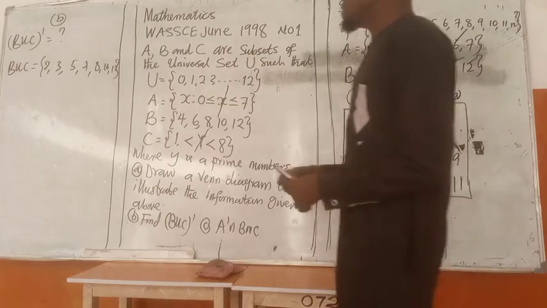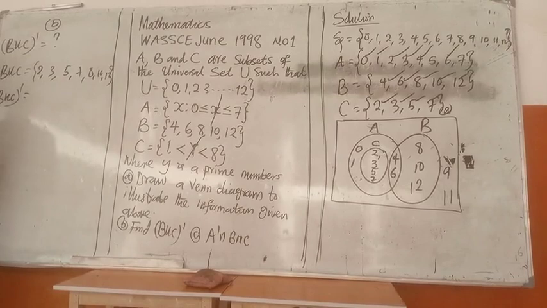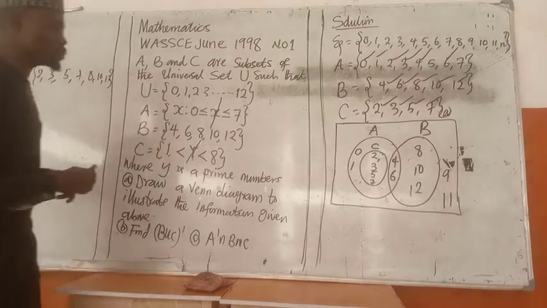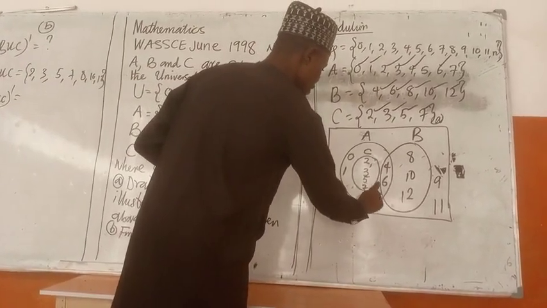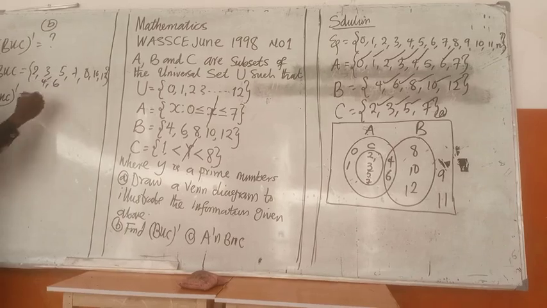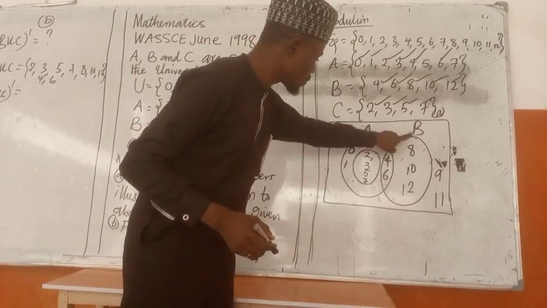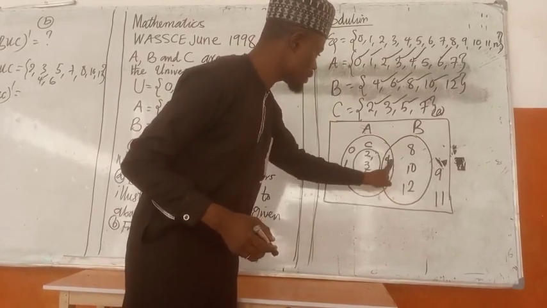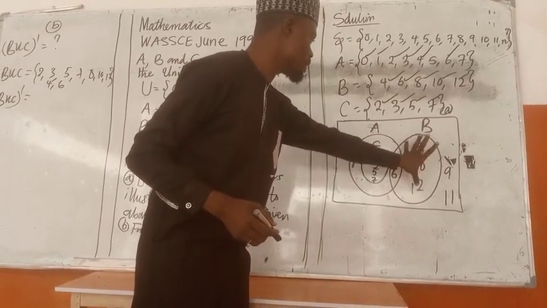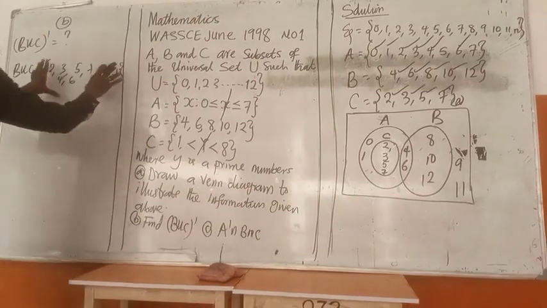So B union C simply means all these members here. B is also inclusive here, 4 and 6 is also there, because if you look at this circle now, B is inclusive here, which means all of B now is this circle: 4, 6, 8, 10, 12 is B. Then C is 2, 3, 5, 7. So this is all the members of B union C.